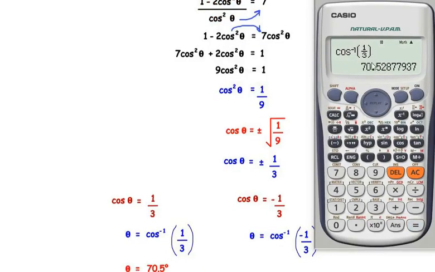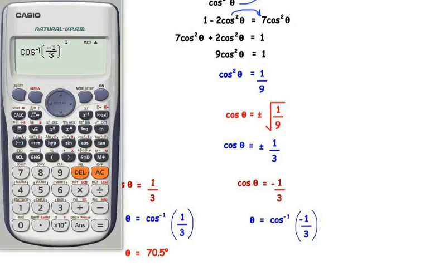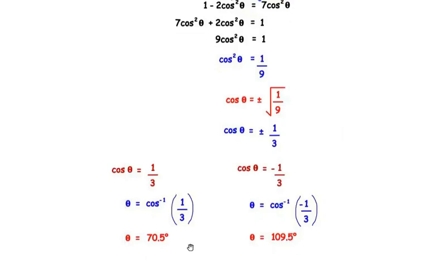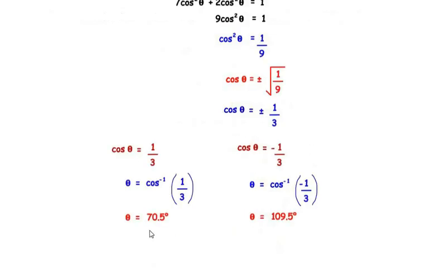So rounding it to one decimal place, we get the first value of theta as 70.5 degrees. Now let us check for the second value. So cos inverse of minus 1 over 3 is going to be equal to 109.47 degrees. Now rounding it to one decimal place, we get theta equal to 109.5 degrees. Now both the values of theta are within the range which was given to us, that was between 0 and 180. So these two are going to be our answers.